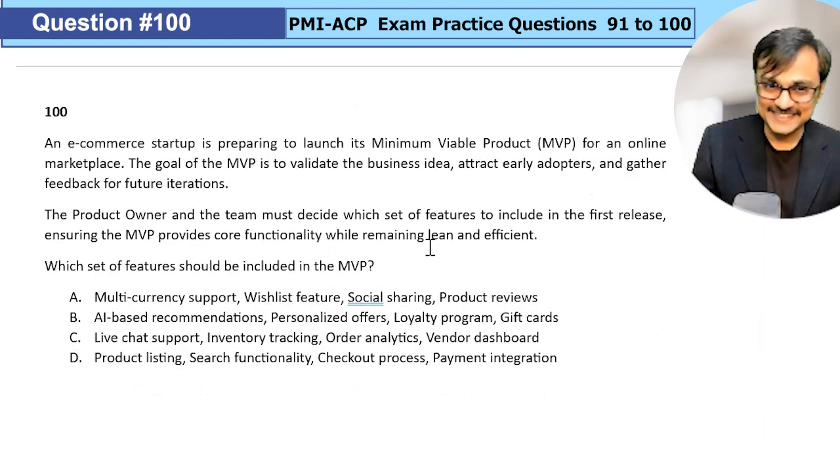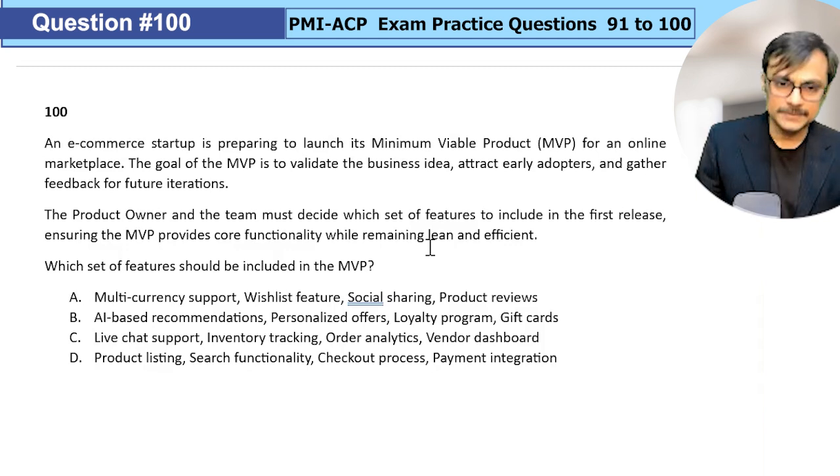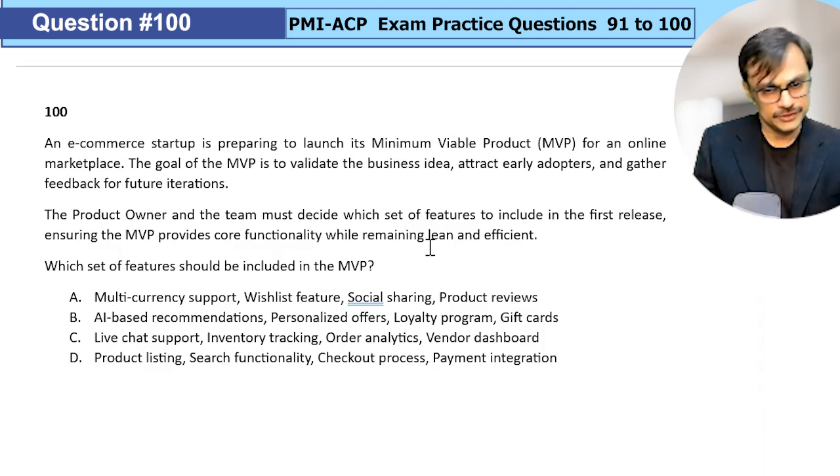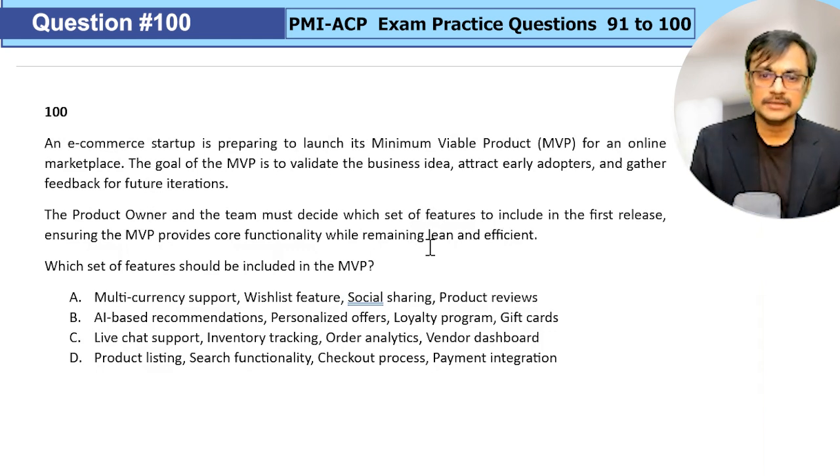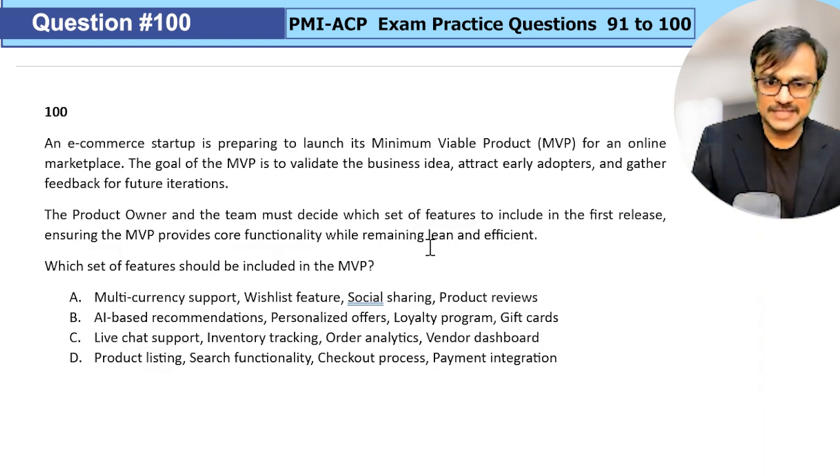Question number 100. An e-commerce startup is preparing to launch its minimum viable product for an online marketplace. The goal for the MVP is to validate the business idea, attract early adopters, and gather feedback for future iterations. The product owner and the team must decide which set of features to include in the first release, ensuring the MVP provides core functionality while remaining lean and efficient. Which set of features should be included in the MVP?